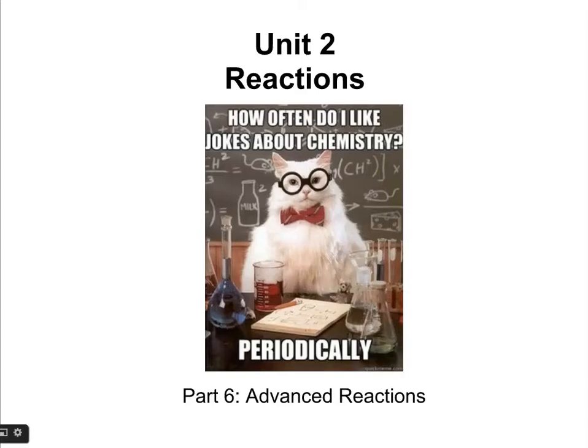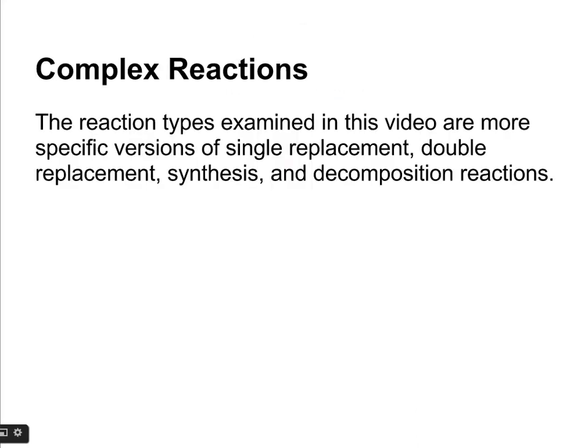Part 6 of Unit 2 is about advanced reaction types. The reactions that we look at in this video are more specific versions of single and double replacement, synthesis, and decomposition reactions. These are just some details that could go a long way towards helping you on the net ionics question on the AP test.